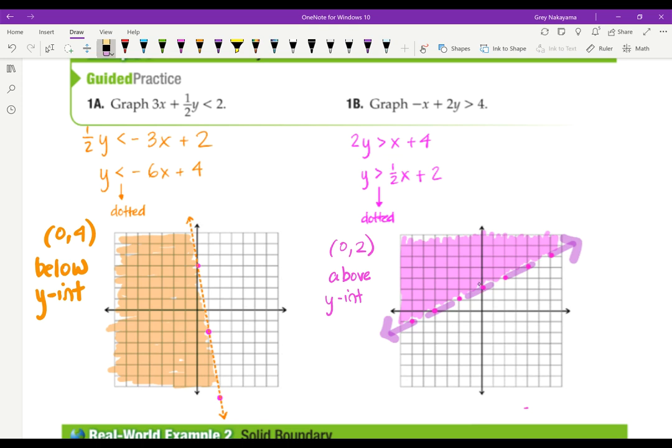So I have 0, 2. That's my y-intercept. My slope is up 1 over 2. You can see all the dots that I'm putting on my graph. I'm filling up my graph. It's a dotted line, and because it's a greater than symbol, y is on the left side, I'm going to shade above the y-intercept.